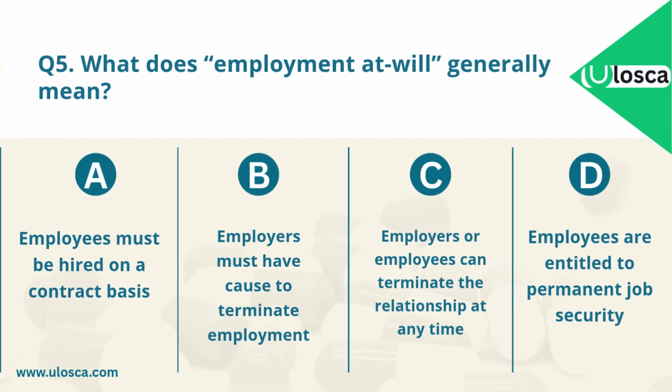Question 5. What does employment at will generally mean? A. Employees must be hired on a contract basis. B. Employers must have cause to terminate employment. C. Employers or employees can terminate the relationship at any time. D. Employees are entitled to permanent job security. Which one is the correct answer?